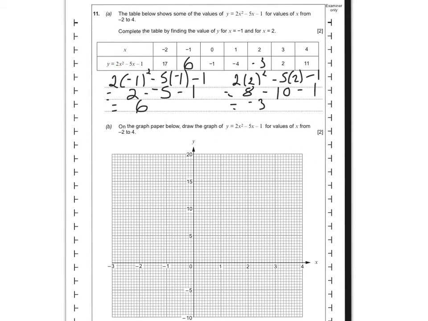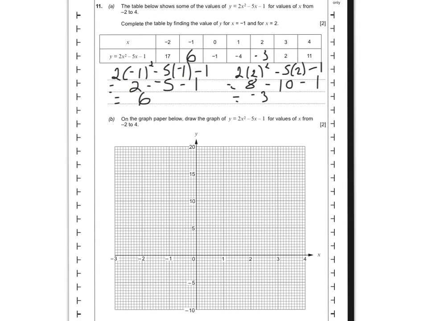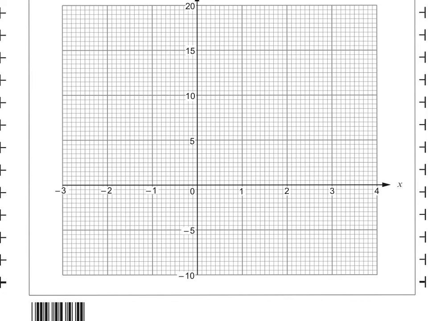Now we're going to plot these coordinate points onto our graph below. Now we know it's a quadratic graph, so we're looking for it to be either a U or an N shape, and we're looking for it to be fairly symmetrical. So I've zoomed in on the graph paper to help me plot the coordinates for you. So the first coordinate that we need to plot from our table is -2, 17. So x being -2, y being 17 is there. The next one is -1, 6, which is there.